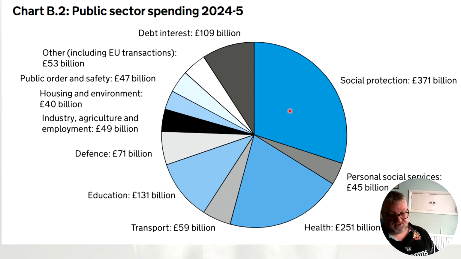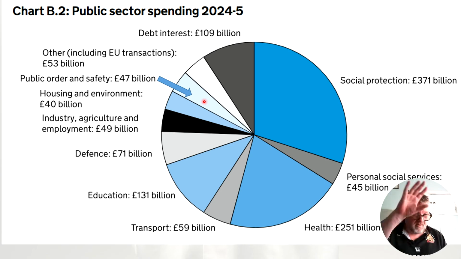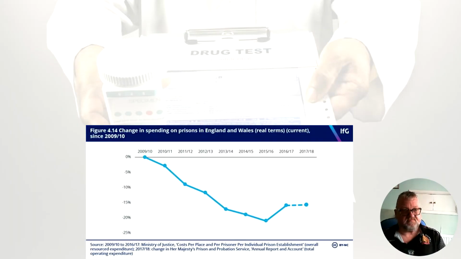Now, when it comes to what we are looking at in criminology, that is public order and safety, 47 billion. And that has to go on the whole of the criminal justice service. So a large amount of money, but of course they're all competing for it. And each year the health service will demand more, and if the health service demands more, it's got to come off one of these things. So that's what I'm talking about in terms of resources.